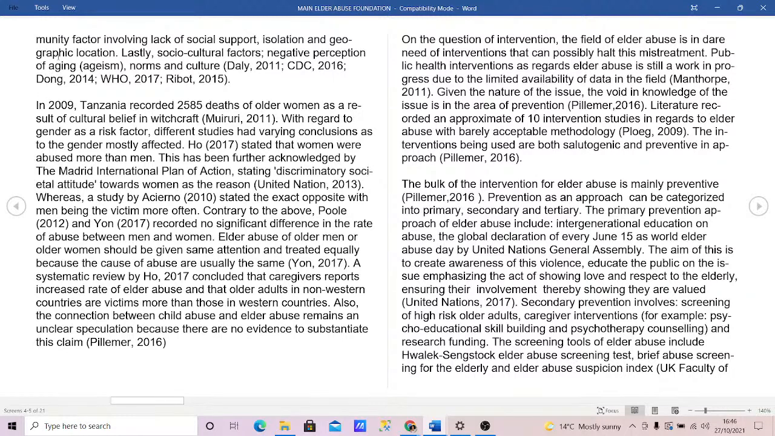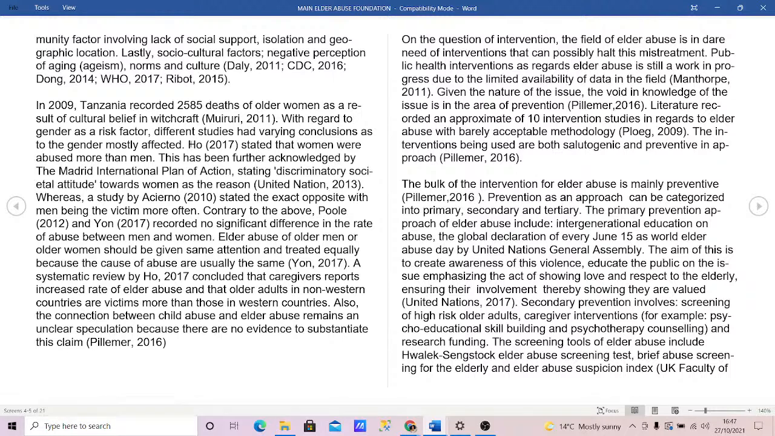Let me place this down now. I think you can see that. So in 2009, Tanzania recorded 2,585 deaths of older women as a result of cultural belief in witchcraft. With regards to gender as a risk factor, different studies had varying conclusions as to the gender mostly affected. Now, this is the beginning of the critical analysis. I have stated that with regards to gender, there are several studies. That's one, and they have different conclusions. That's another thing.